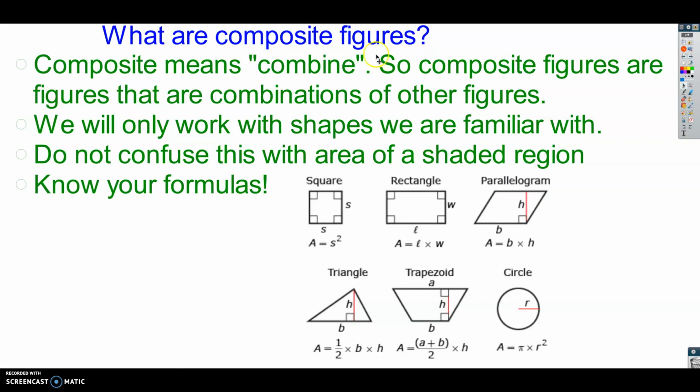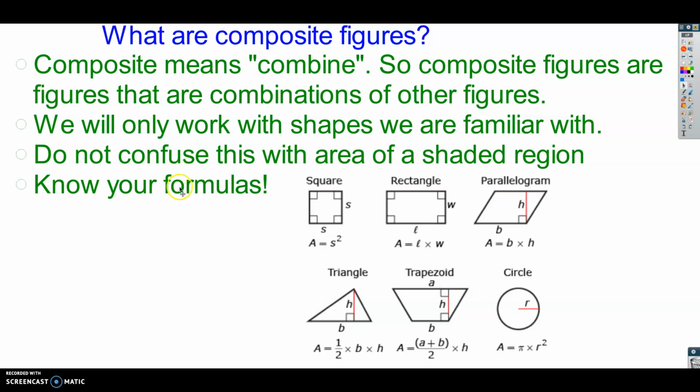Alright, so what exactly are composite figures? The word composite basically means to combine. So composite figures are figures that are combinations of other figures. We're only going to work with shapes that we're familiar with: triangles, rectangles, circles, things like that. Later on, when we talk about area of a shaded region, don't confuse the two. Even though they're very similar and how you solve them is very similar, don't confuse the two.